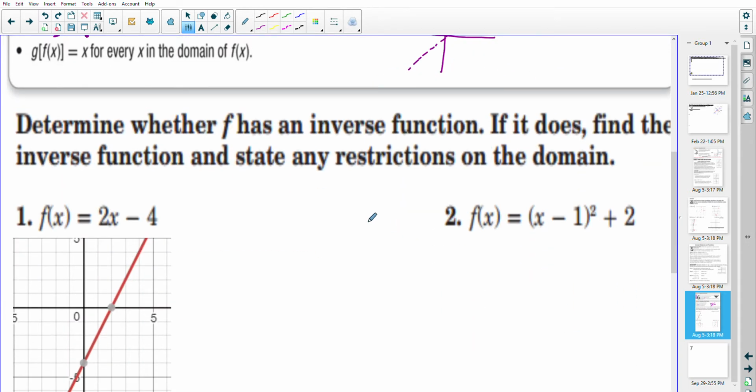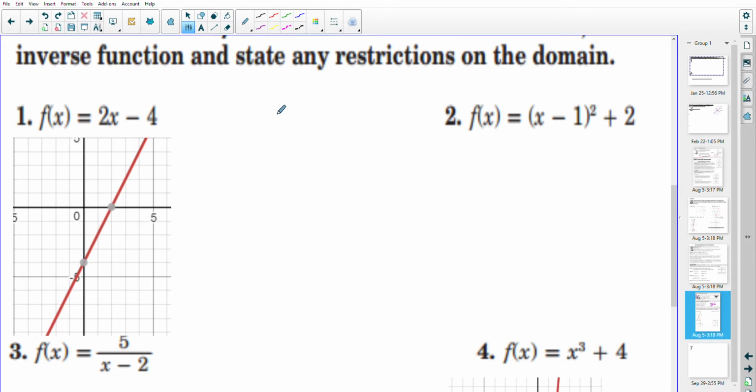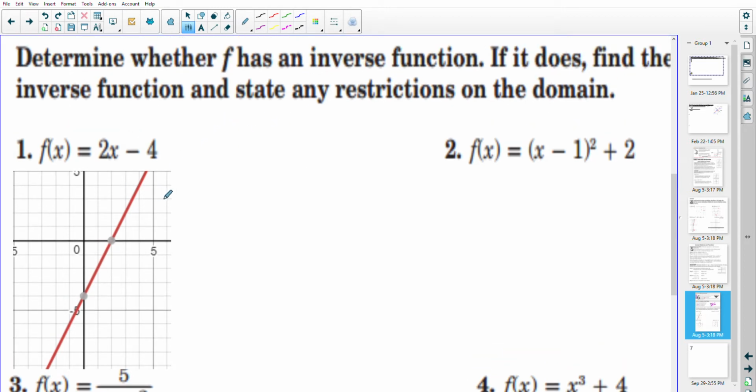Let's do a few examples. First of all, we're looking at determining if f of x has an inverse function. If it does, state what the inverse function is. In the first case, it passes the horizontal line test, so it does have an inverse function. The second one is a parabola, and the parabola would be located over here somewhere, and you would see that it would fail the horizontal line test. It intersects in two places, so this does not have an inverse function.